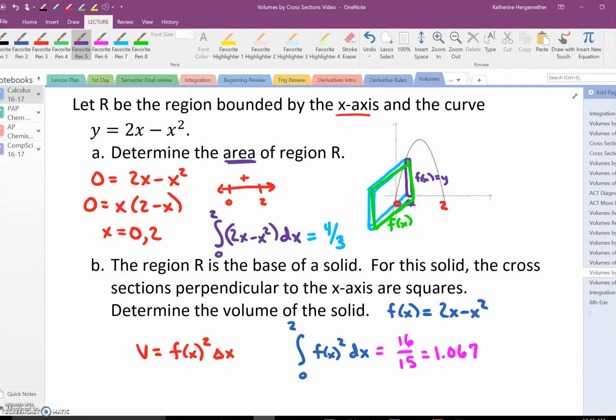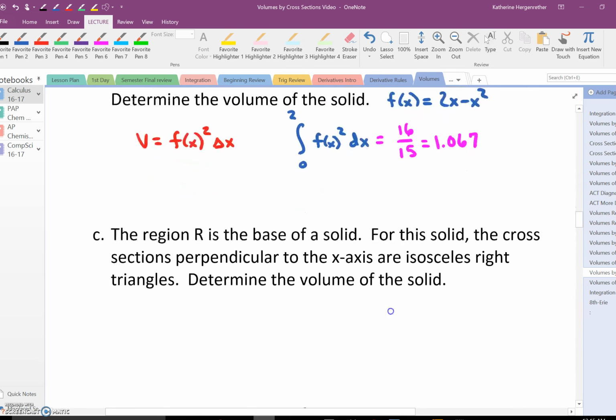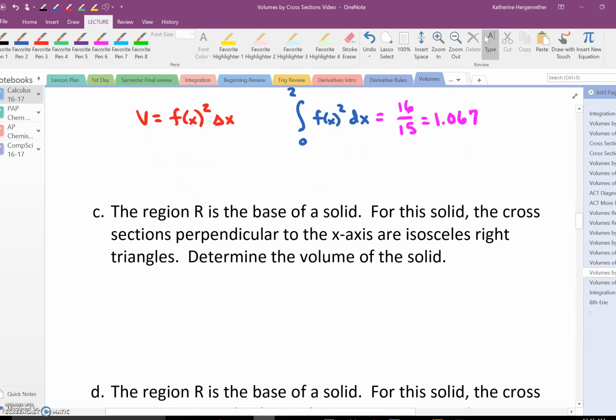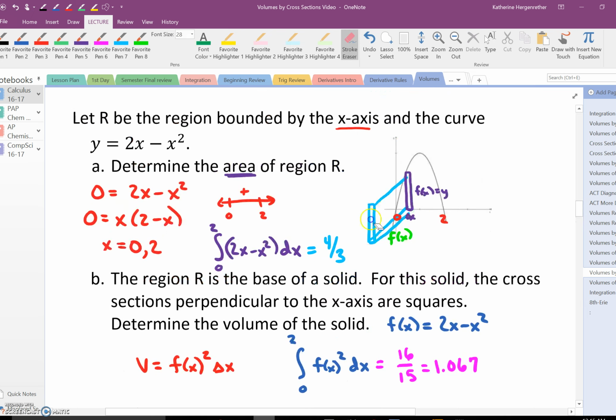So you cannot compare the area and the volume as far as the size there. Okay, so for C, the region R is the base of a solid, so we're putting another solid in here. But this time the cross sections perpendicular to the x-axis are isosceles right triangles. So we'll go back up here just to show you. And so now coming out, perpendicular to the x-axis, coming straight out at you, are isosceles right triangles.